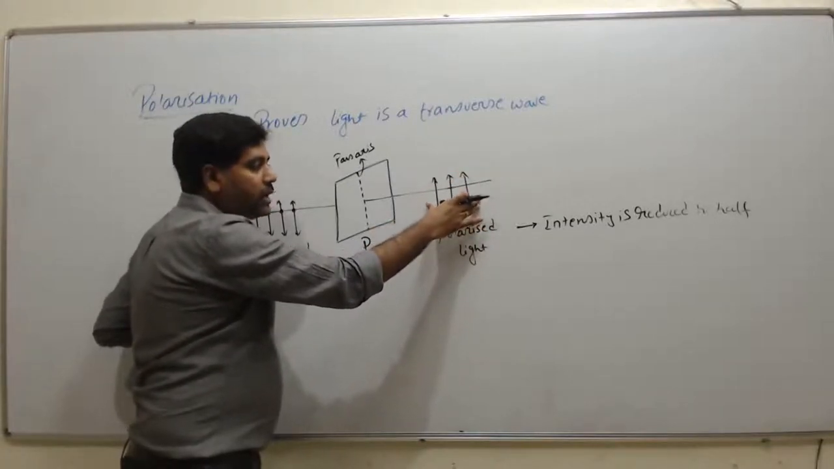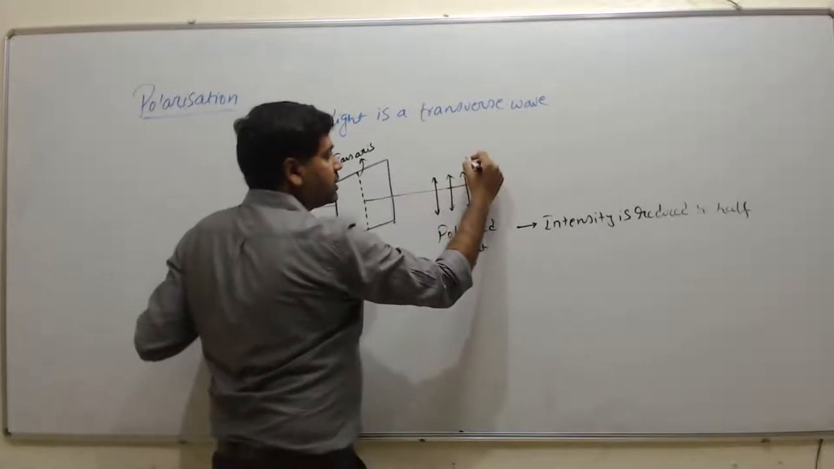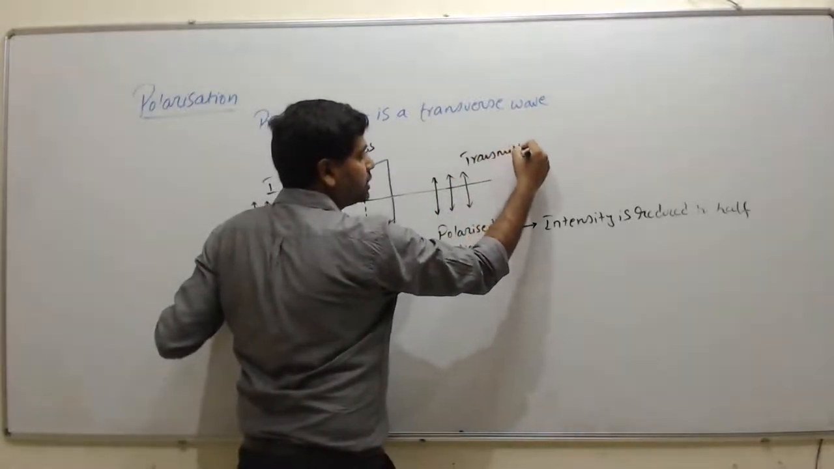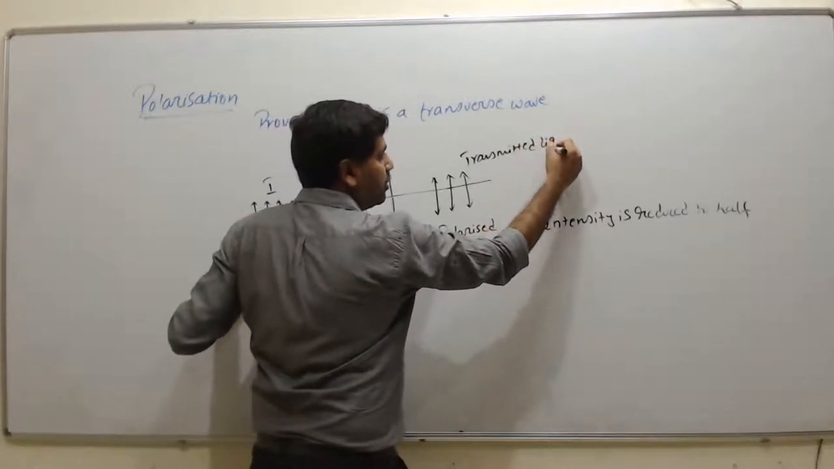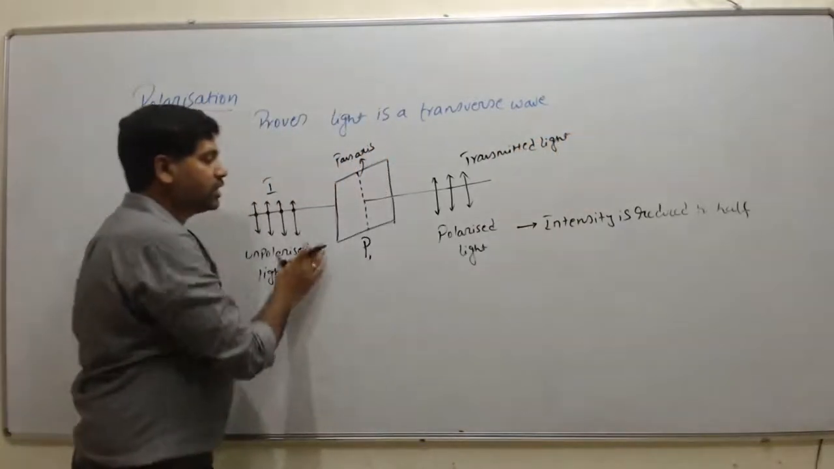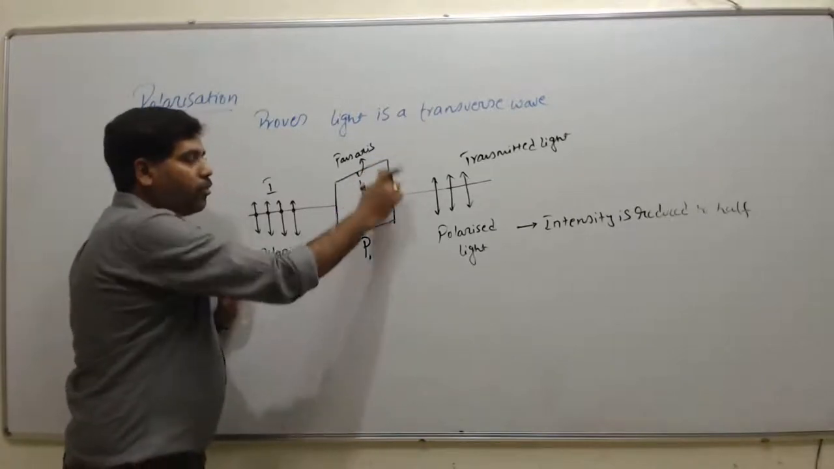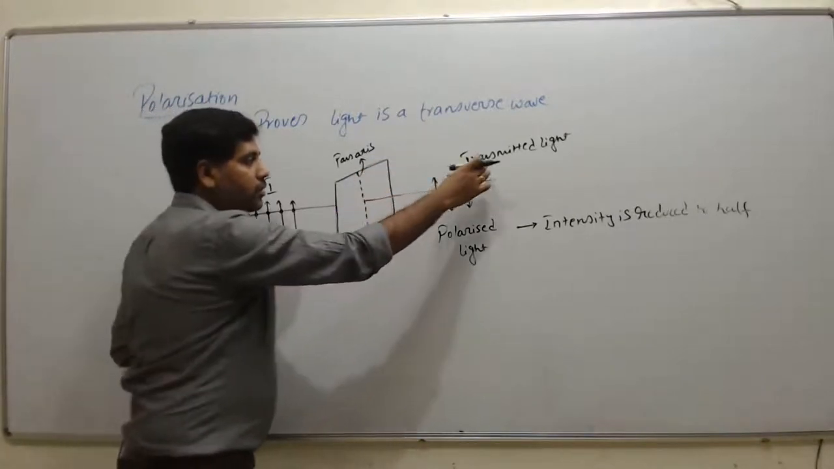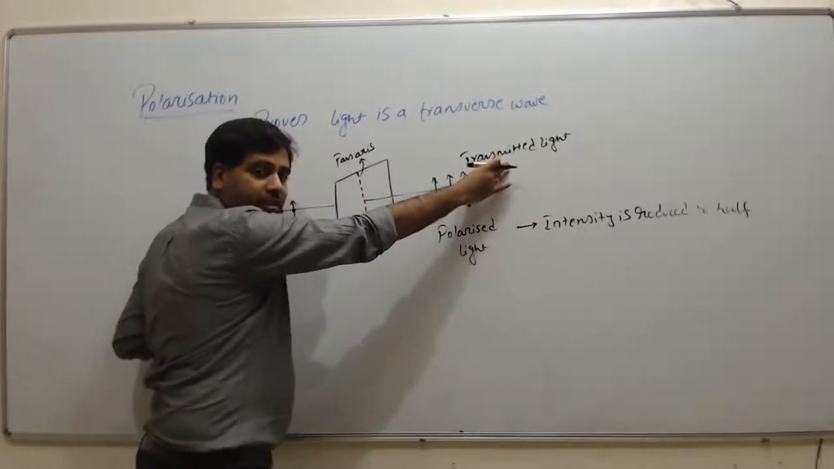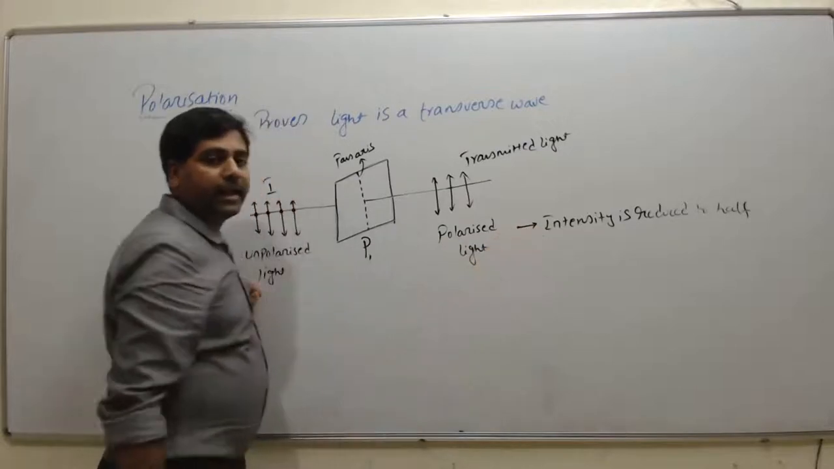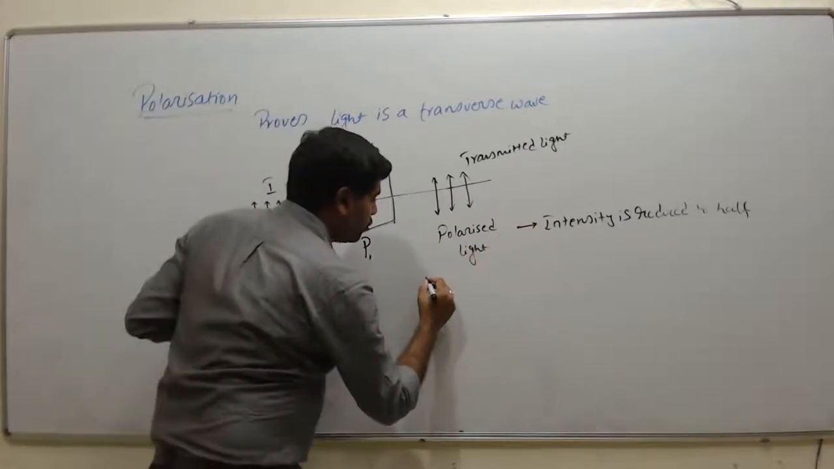That is the transmitted light, which we call polarized light. The light which is transmitting from this polaroid, if we rotate the polaroid, there will be no change in the transmitted light, and also there will be no change in the intensity. So this one we have to remember.